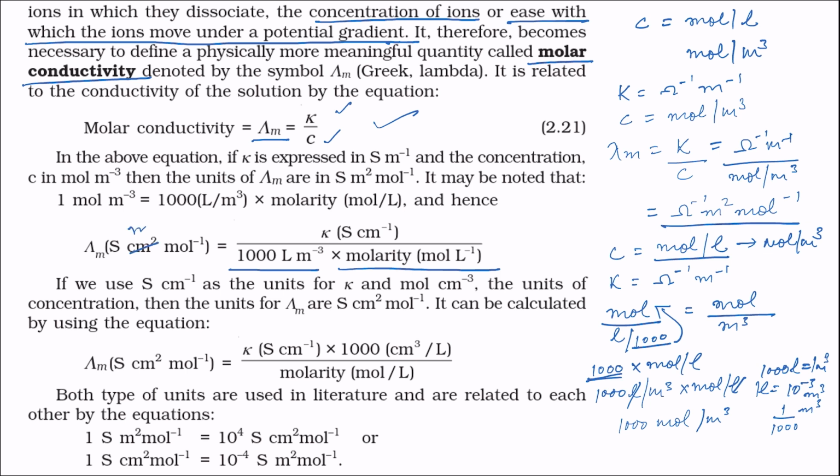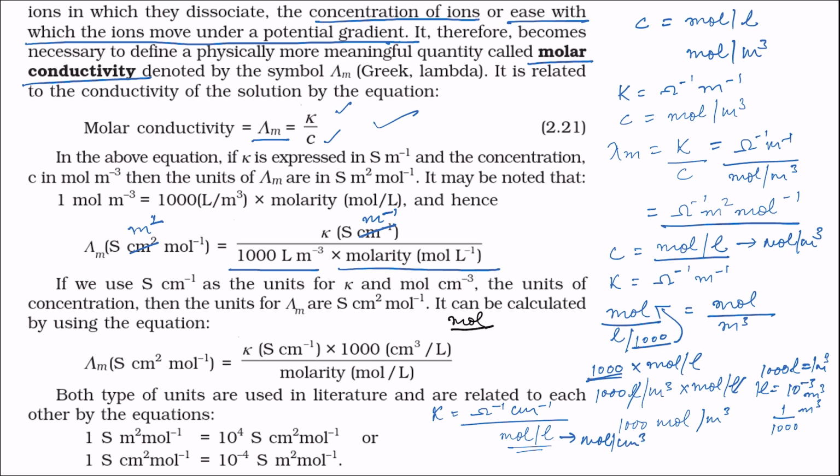This will be meter square. This will be per meter. So molar conductivity can be obtained in per ohm meter square per mole by converting molarity in moles per liter to moles per meter cube. Similarly, if conductivity is given in per ohm per centimeter and molarity is given in mole per liter, in that case molarity has to be converted into mole per centimeter cube.